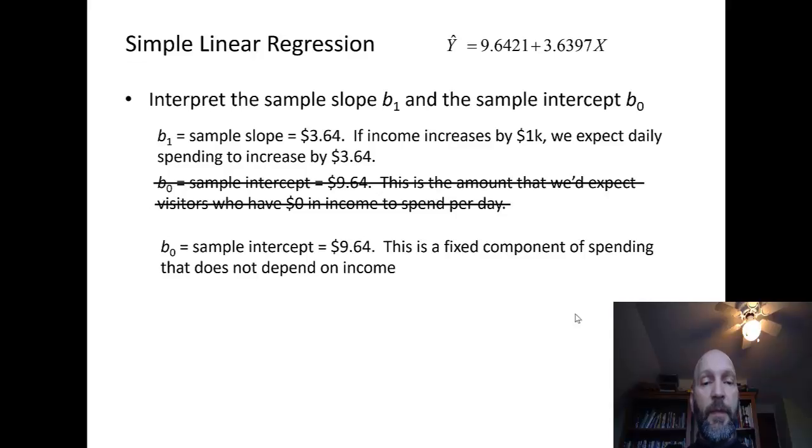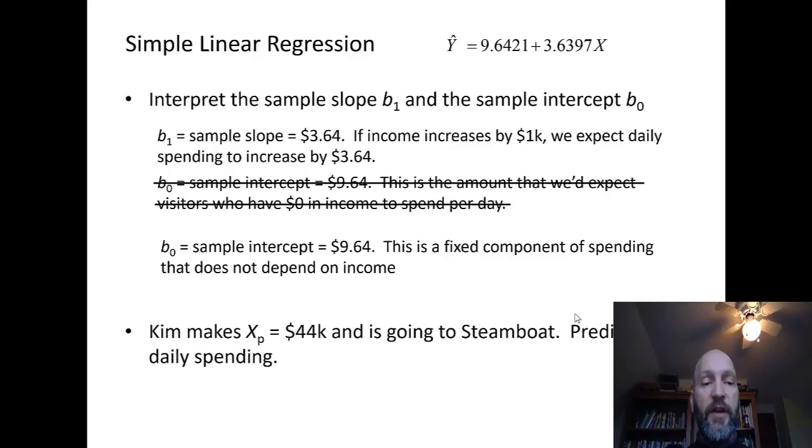So let's say we have Kim, who makes $44,000 a year, and she goes to Steamboat. We want to predict how much she's going to spend on a daily basis. So x of p here just means we're going to predict for this value of x, and all we have to do is take 44,000, throw it into our equation, and we have the expected value for Kim's daily expenditures at Steamboat to be about $170 per day.